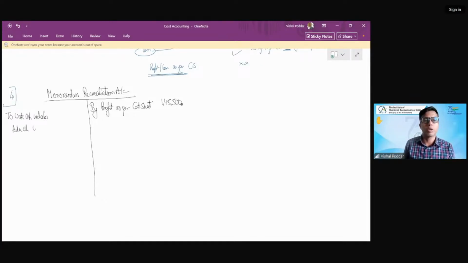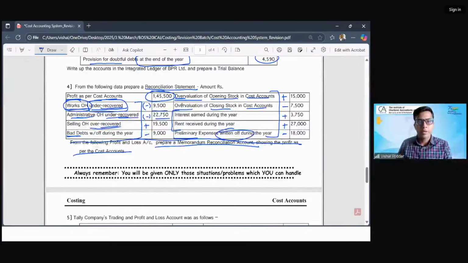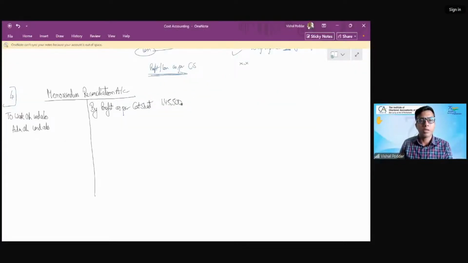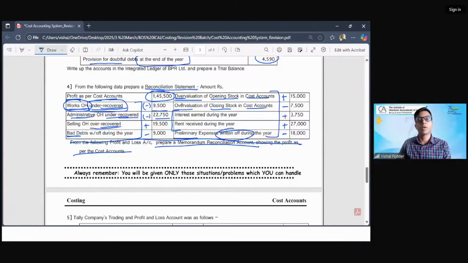administration overheads 9,500, 22,750. Then I have selling overheads, which is over absorbed, for which my treatment is the opposite. So it will be put on the same side where I put the original profit.